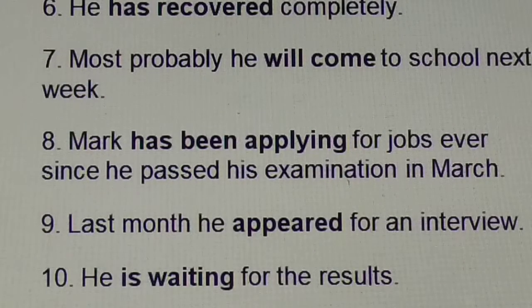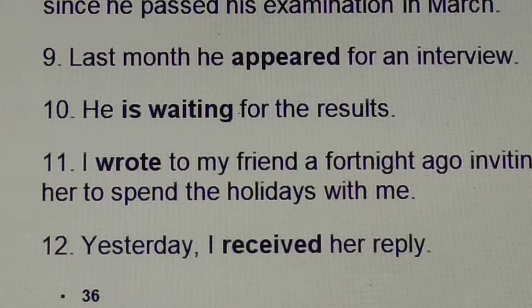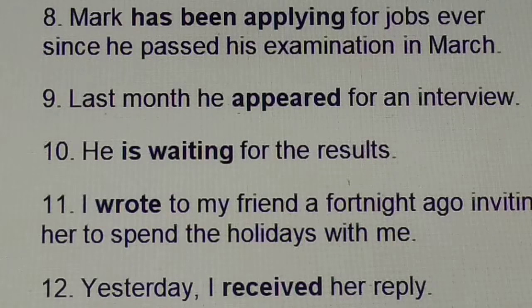Mark has been applying for jobs ever since he passed his examination in March. Last month he appeared for an interview. 10th one, he is waiting for the results. And 11th, what's the 11th one? I wrote to my friend a fortnight ago, inviting her to spend the holidays with me. 12th, yesterday I received her reply.